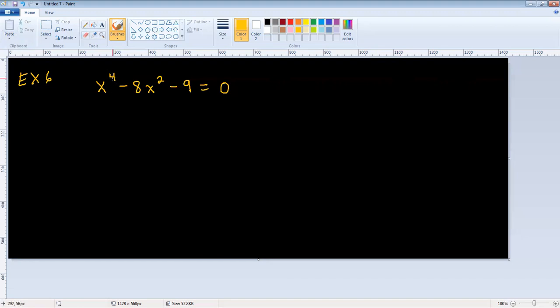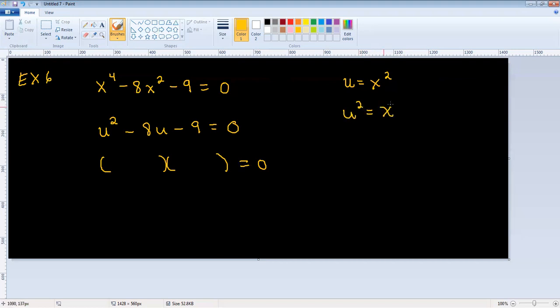When the number gets bigger and bigger, it gets harder and more complicated to solve these things. So let's do this, okay? Let's do a little simple u substitution here. So I can rewrite this as u squared minus 8u minus 9 is equal to 0. Okay, and the reason why I was able to get away with that is because u squared is equal to x to the 4th.